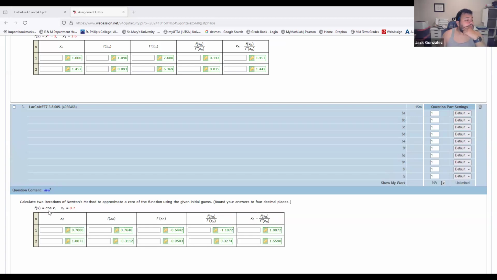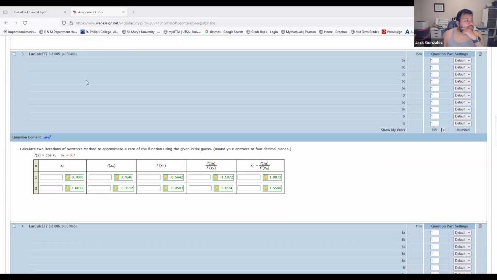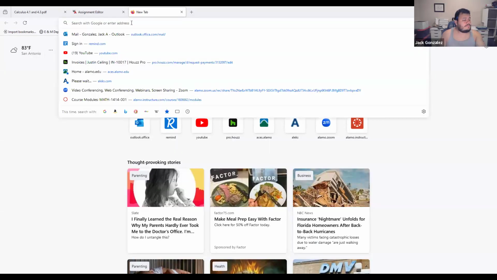But this one has multiple, right? Number 3. So it's gonna find the closest one to 0.7. Can y'all see me opening this web page? Yeah.